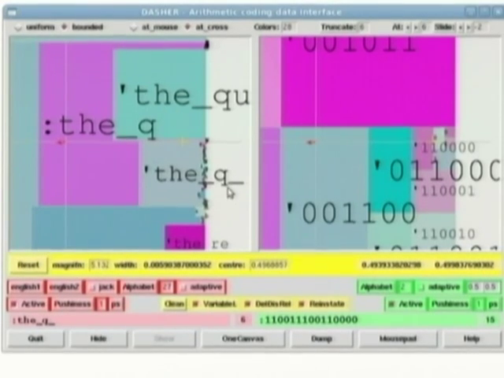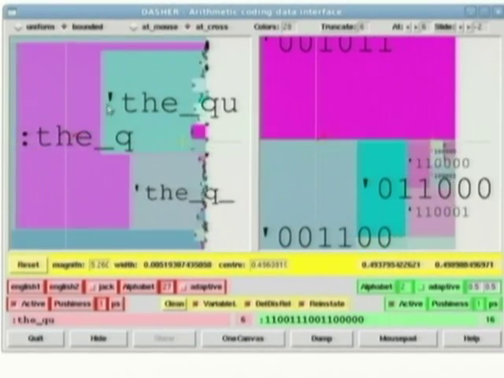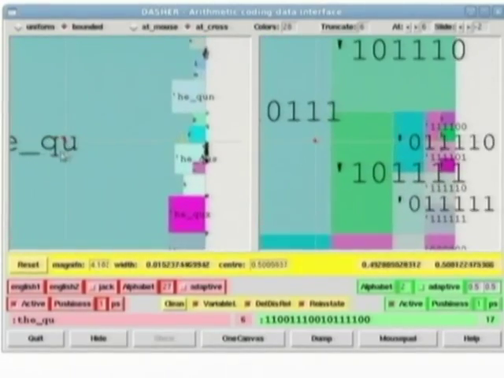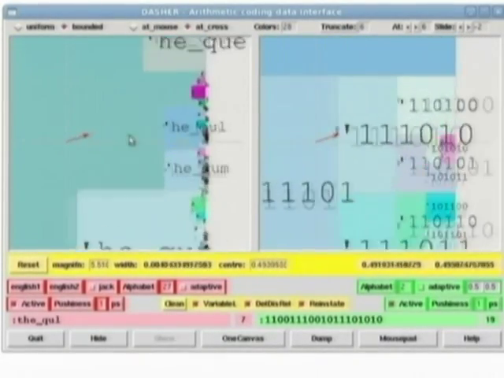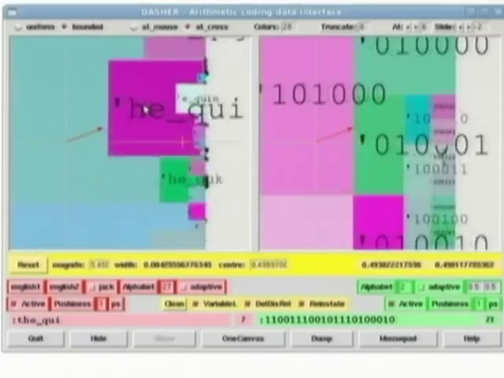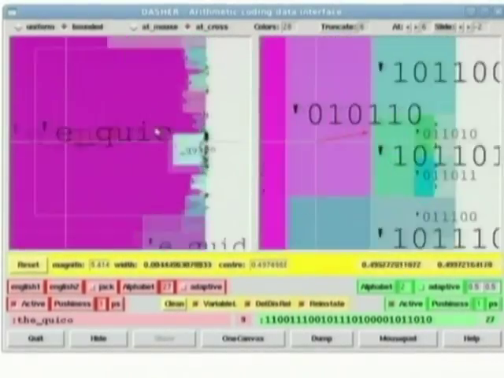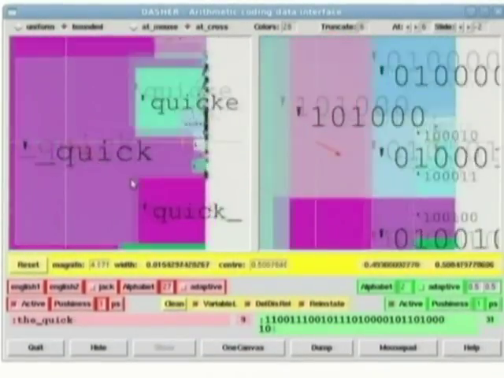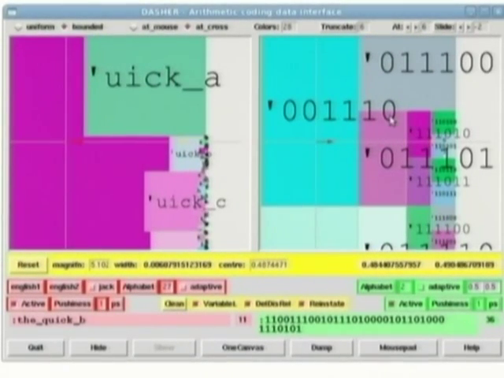It also puts quite a lot of probability mass on the space happening after Q, because I trained this on a Linux FAQ, and it has the word FAQ in it a lot, F-A-Q followed by a space. So that's why that's the second most probable character. And so we can keep on going. The quick brown fox, and so forth. So we zoom in on the left-hand side, and on the right-hand side, tied to it, is a binary world.